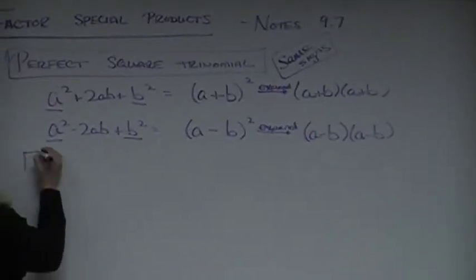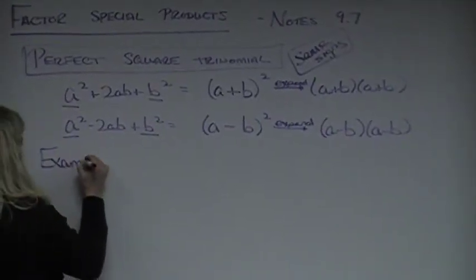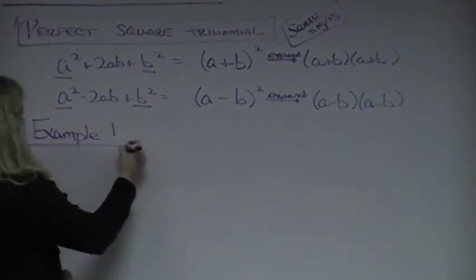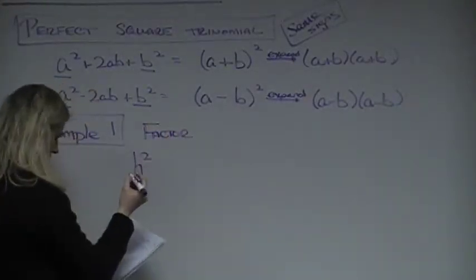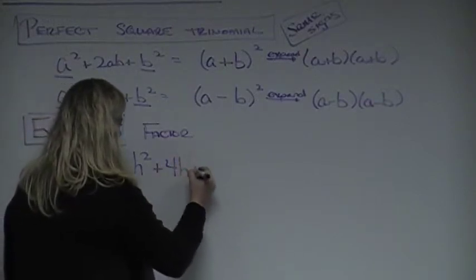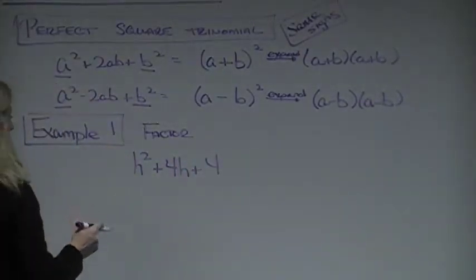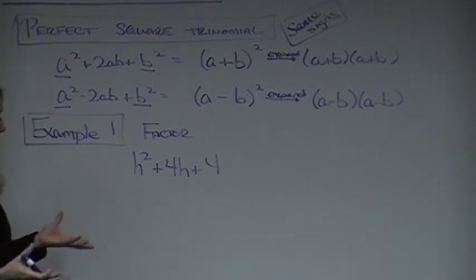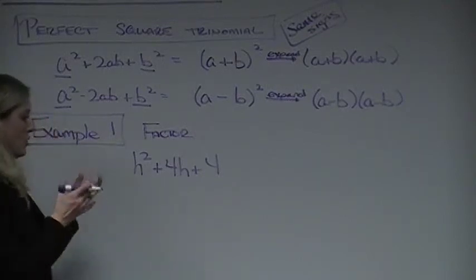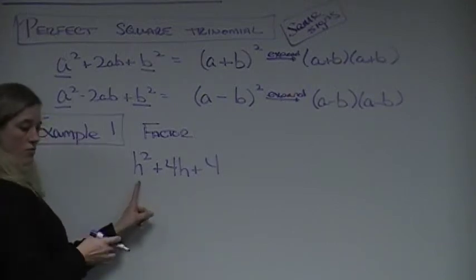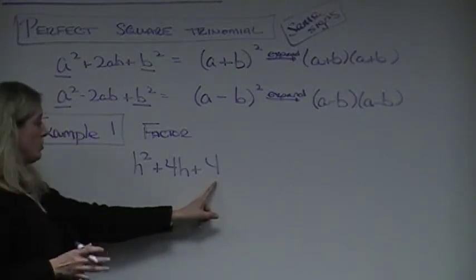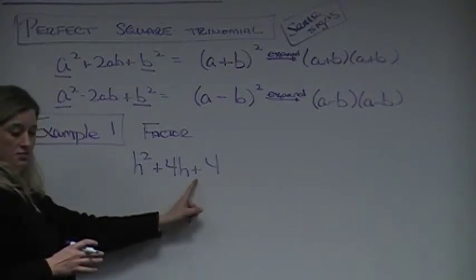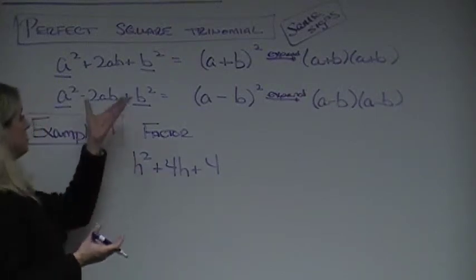Let's say this is example 1 in this section. Now that we're doing the second part of our notes today, factoring perfect square trinomials, I want to factor h squared plus 4h plus 4. I want to factor this and see if there's something special about it. If we want to know whether it's a perfect square trinomial, we look at the first and third terms. The first term, h squared, is a perfect square, and the last term, 4, is also a perfect square, and the last term is positive. That means we can factor this using this method.